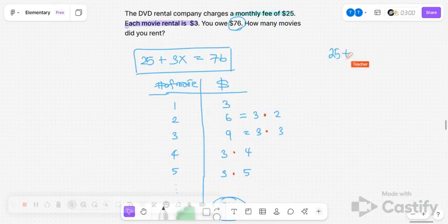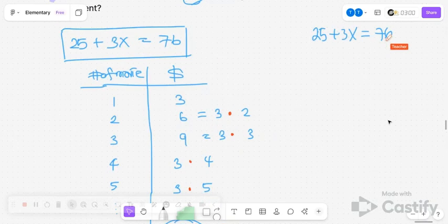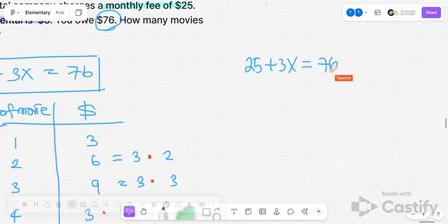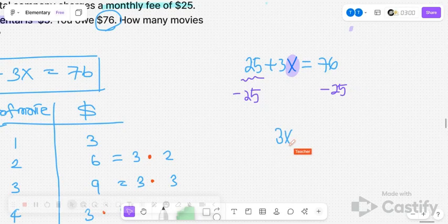So 25 plus 3x is equal to 76. What we have to do is isolate this x. That's our goal. When you solve equations, you always have to isolate the variable. So I'm going to undo this added by 25. We do the opposite operation of adding 25, which is minus 25. The next step, we only have 3x left. And 76 minus 25 is 51.